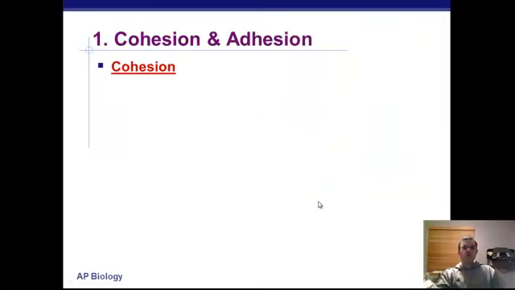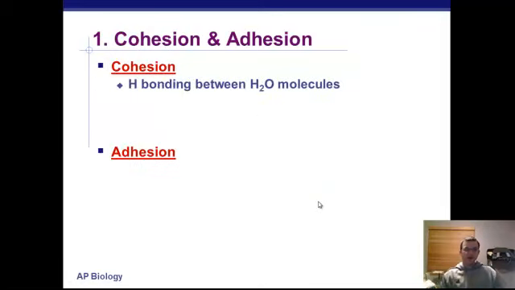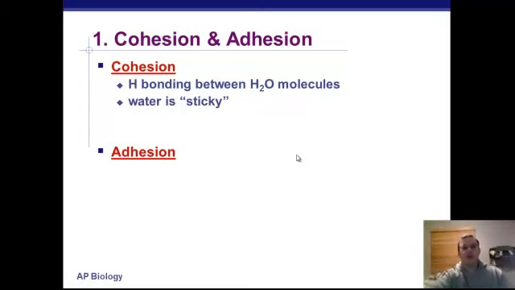All right, so cohesion and adhesion are two terms a lot of people get mixed up. Cohesion is the hydrogen bonding that happens between molecules of water and only molecules of water. All right, so water's sticky because of this. So the polarity of the water results in water sticking to one another. That is an example of cohesion.